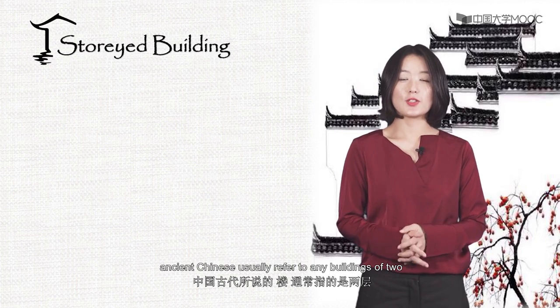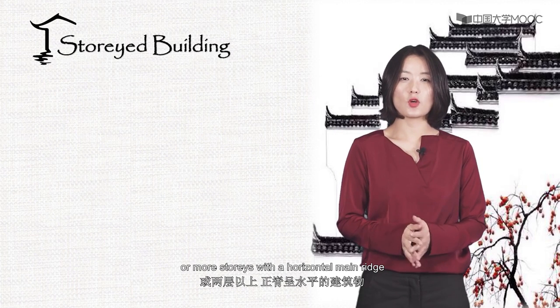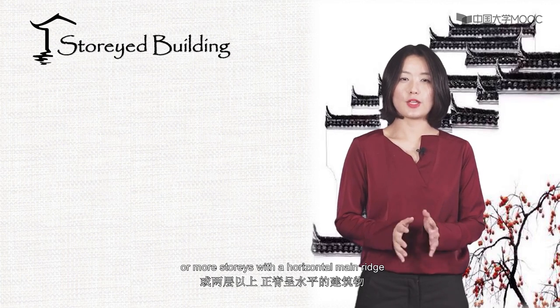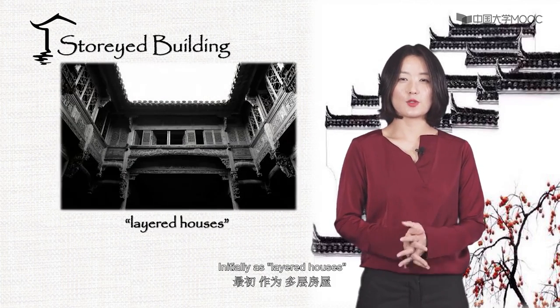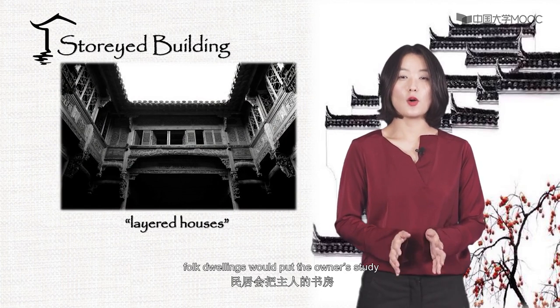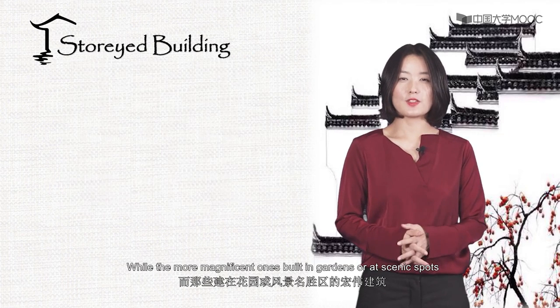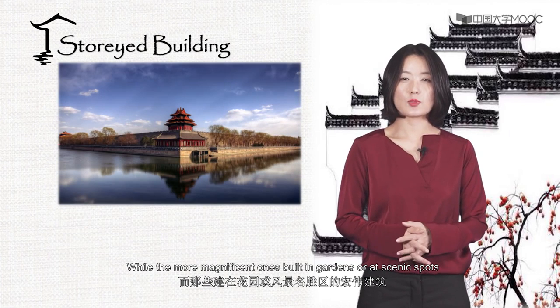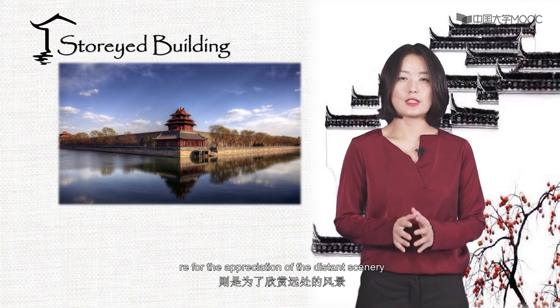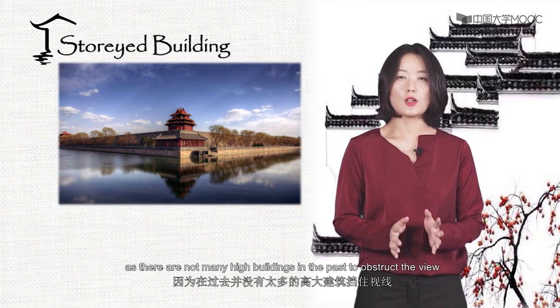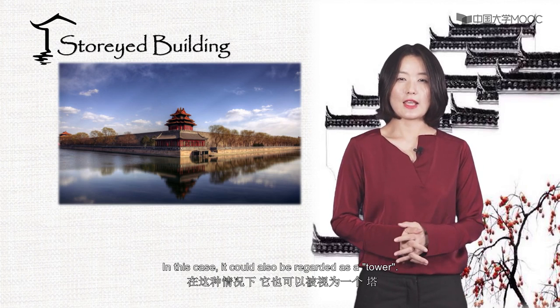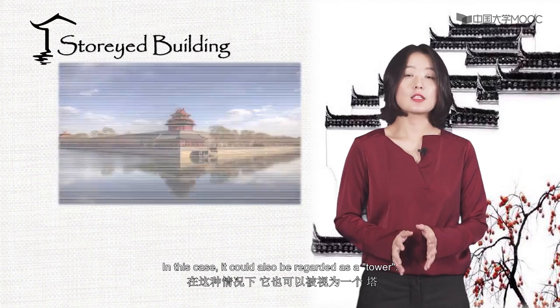Storied buildings. When talking about Lou, ancient Chinese usually refer to any buildings of 2 or more stories with a horizontal main ridge. Initially as layered houses, folk dwellings would put the owner's study or bedroom upstairs for privacy, while the more magnificent ones built in gardens or at scenic spots are for the appreciation of the distant scenery, as there were not many high buildings in the past to obstruct the view. In this case, it could also be regarded as a tower.